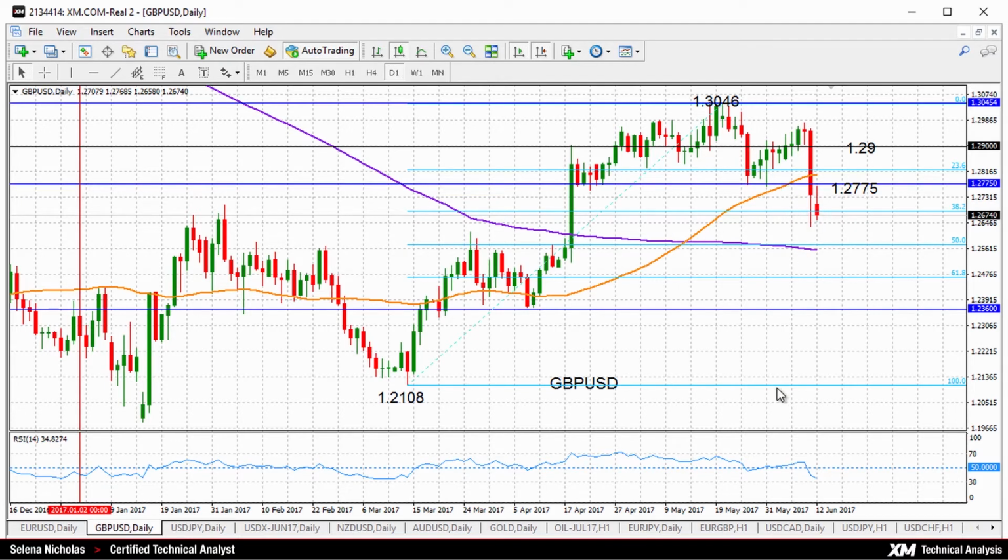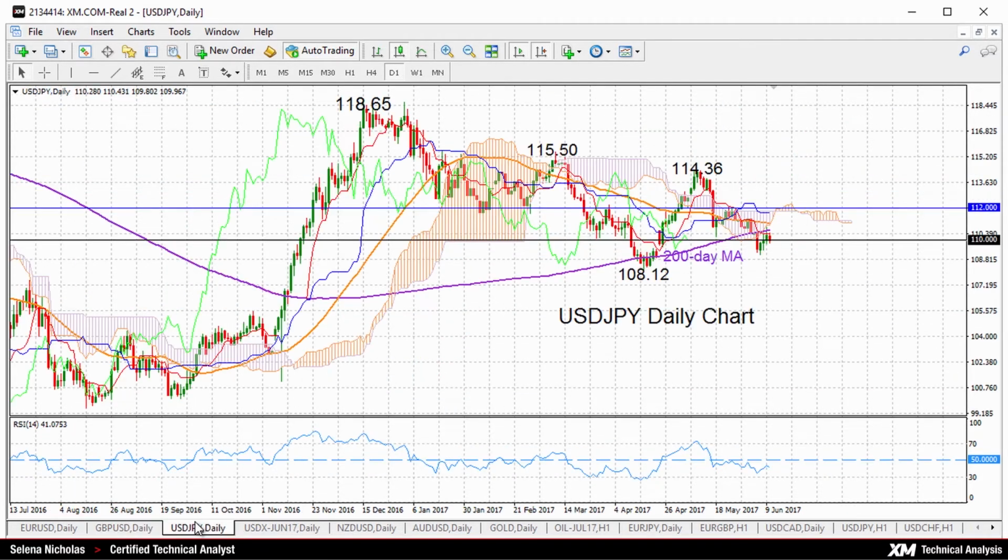If we look at dollar yen now, we can see that it's testing the key 110 level. Dollar yen was in a downtrend. We saw lower highs, lower lows since the end of last year. Right now, the market's moved below the Ichimoku cloud and also just below the 200-day moving average. So it's starting to give some bearish signals, especially with RSI below 50.